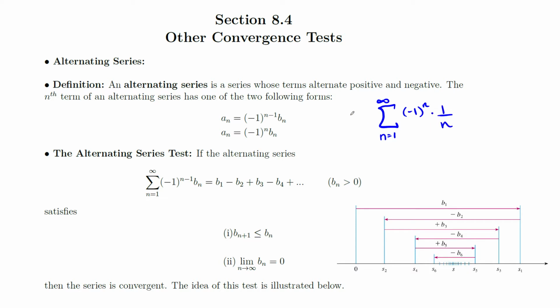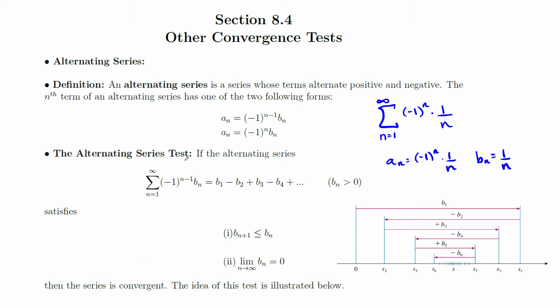the idea would be that a sub n are the actual terms that I'm working with, whereas b sub n would be me ignoring the thing that's generating the negatives. So b sub n would just be the 1 over n part.